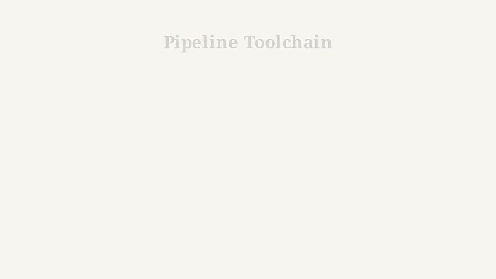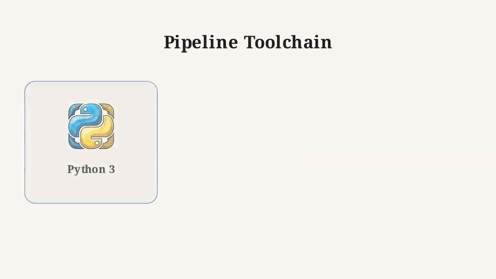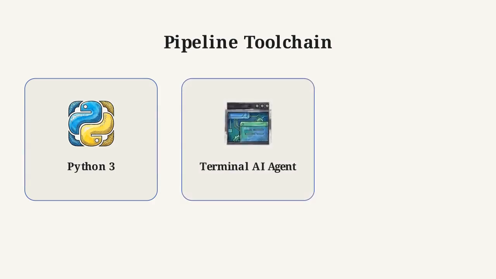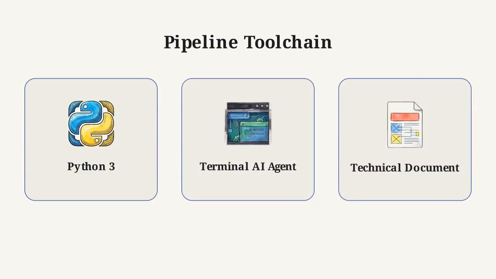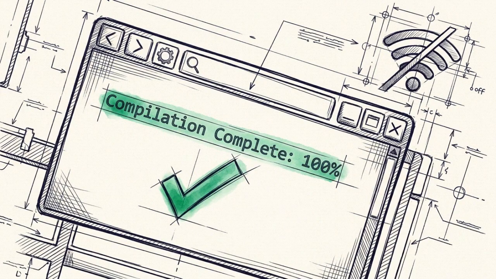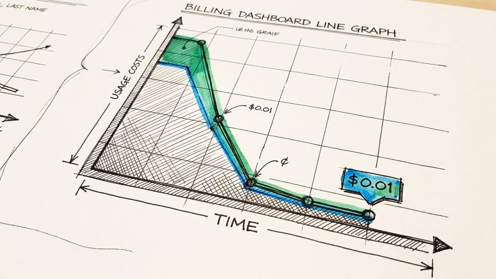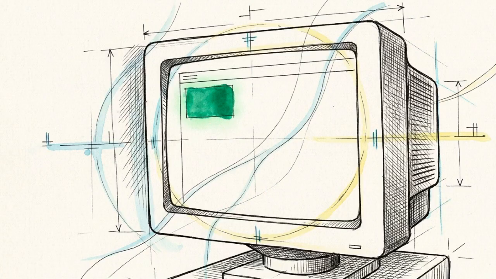Setting up this pipeline requires a basic local toolchain, Python 3, a terminal-based AI agent, and your target technical document. By running the compilation process locally exactly once, you bypass the recurring context tax, saving both time and API budget on every subsequent query. Step 1.